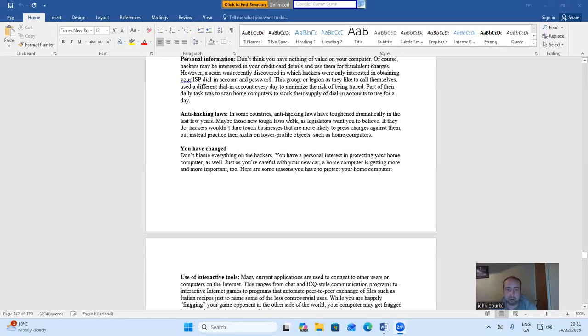Anti-hacking laws. In some countries, anti-hacking laws have toughened dramatically in the last few years. Maybe those tough new laws work, as legislators want you to believe. If they do, hackers wouldn't dare touch businesses that are more likely to press charges against them, but instead practice their skills on lower profile objects such as home computers.